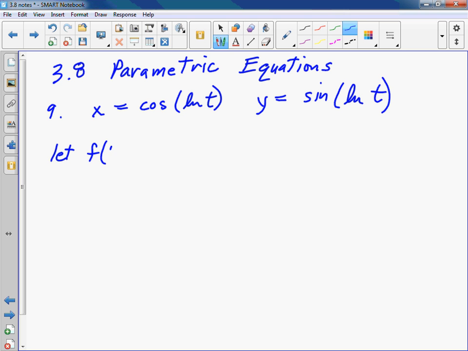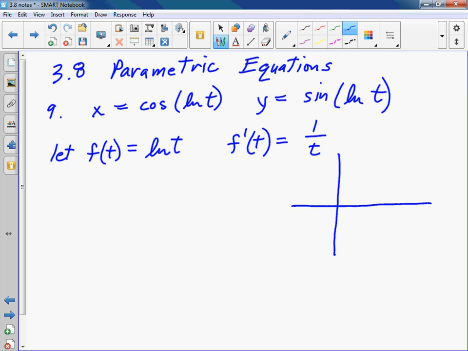Then f prime of t equals the derivative of the natural log of t, which is 1 over t. And then you can look at the movement of the particle following this path. I think it might be helpful to look very briefly at the graph of this.